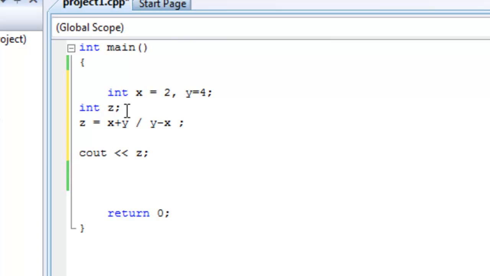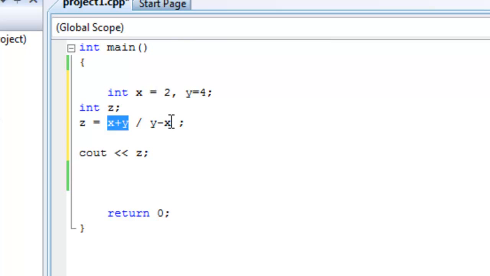1, 2, 3. It's gone. Okay, so if you thought of 3, then you're wrong because you did not follow the precedence rules. If you got a 1, then you're awesome. Now, you're still awesome if you didn't get it right. It's okay. We'll go over some more examples, but the reason you got it wrong the first time was because you evaluated x plus y into 2 plus 4, 6, and then you divided the 6 by y minus x, which is 2. So 6 over 2 is 3, and that's wrong. Well, it's right, but that's not the expression here.